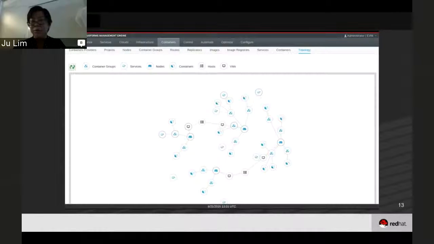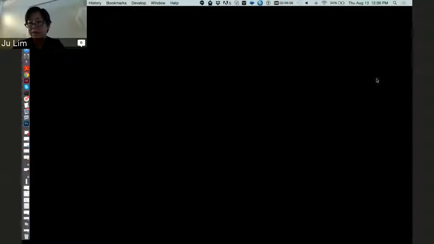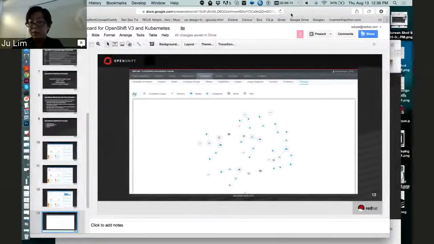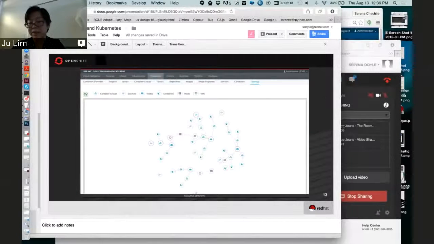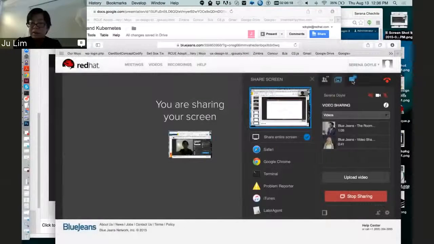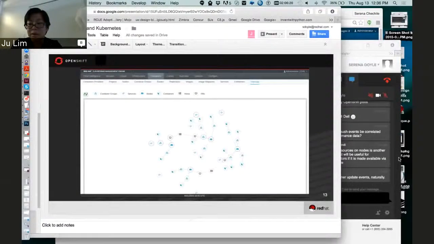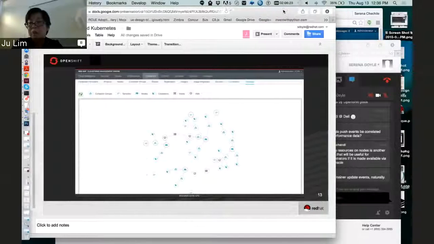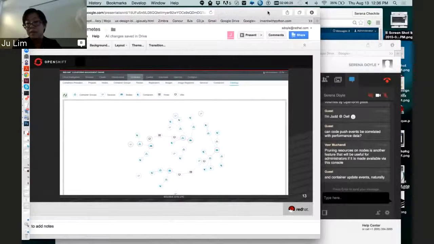While we wait for a few more questions, there are some questions from Judd at Dell. The question is, can code push events be correlated with performance data? The answer to that is absolutely. We are collecting event data, and that is going to be in CloudForms or ManageIQ. And whatever performance data can be collected can be correlated. As of right now, because we don't have that much data, we're not able to produce those reports or charts to show, but that's something that we do plan for longer term.